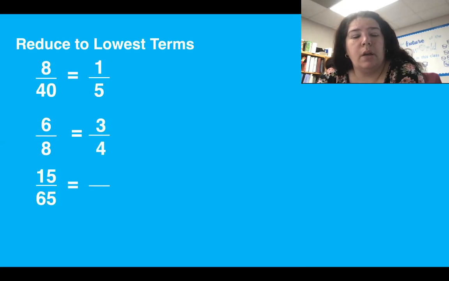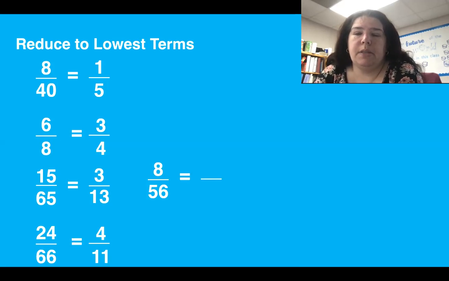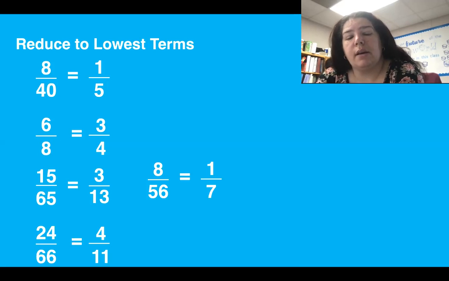Good. 3/4. How about 15 over 65? Okay. What are you dividing by? Good. 5. 15 divided by 5 is 3, and 65 divided by 5, 13. Okay, 24 and 66. What are you dividing by? 6, and 24 divided by 6 is 4. 66 divided by 6, 11. Very good. 8 over 56. Divided by 8. And 8 divided by 8 is 1, and 56 divided by 8 is 7.